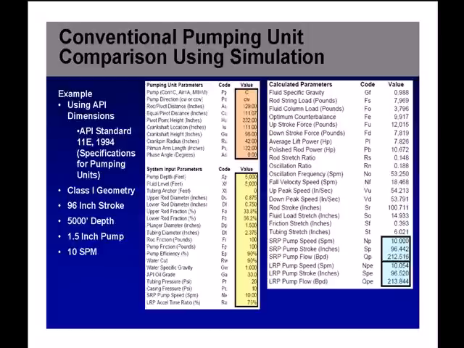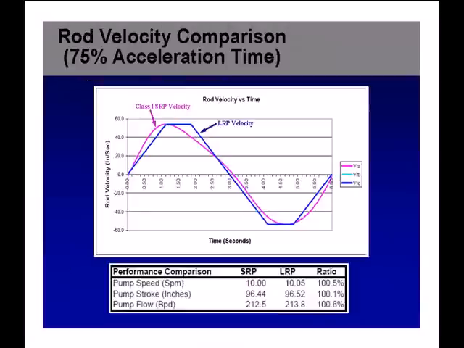So we just picked an example here. Let's see, we picked a class 1 geometry pump jack with a 96-inch stroke, 5,000 foot deep well, 1.5-inch pump at 10 strokes per minute. Ran the simulation, and we did side-by-side comparisons. And so here's the velocity profile out of the simulation.